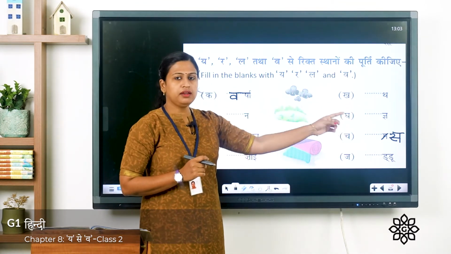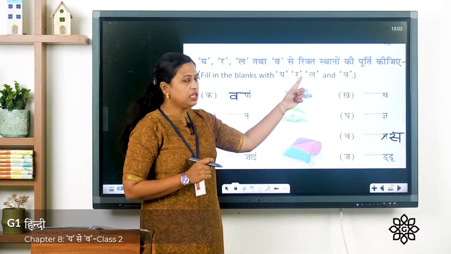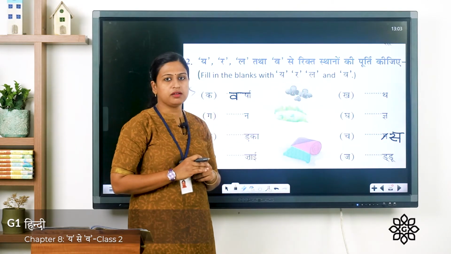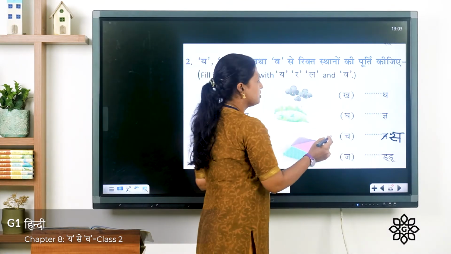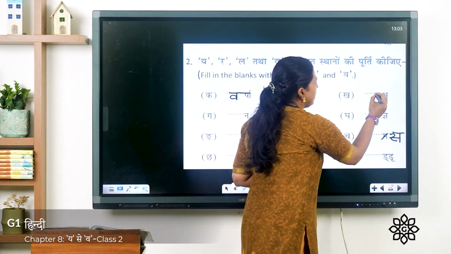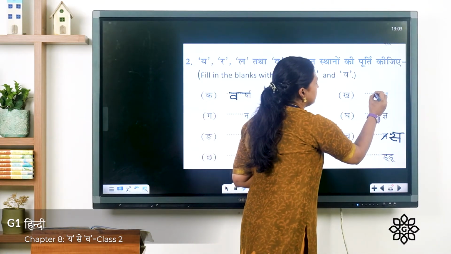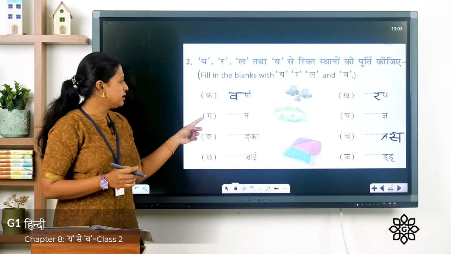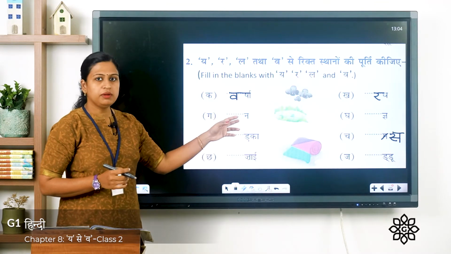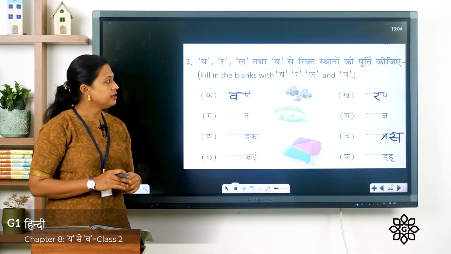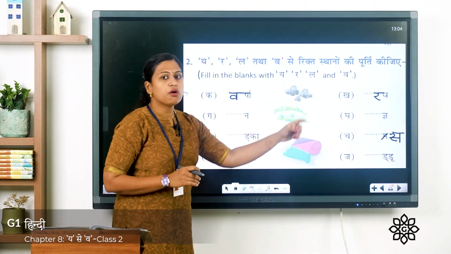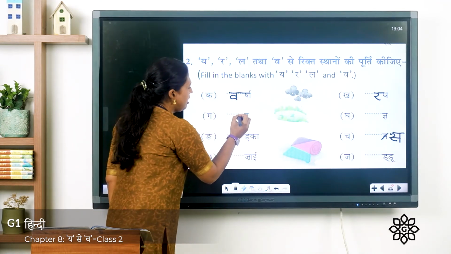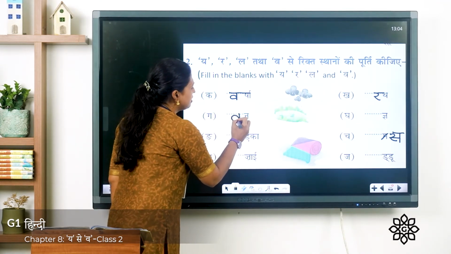The second one is, Tha is given there, and you have to choose any one Vyanjan letter from here to make a word. So we can choose Ra, and the word is Rath. Rath means chariot. Now the third one is, the given Vyanjan letter is Na, and we can use Va. Va say Van. Van means forest.